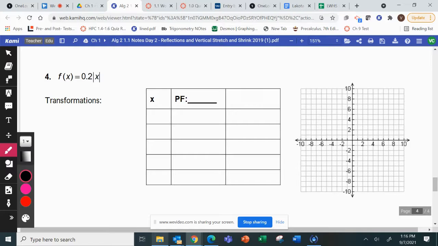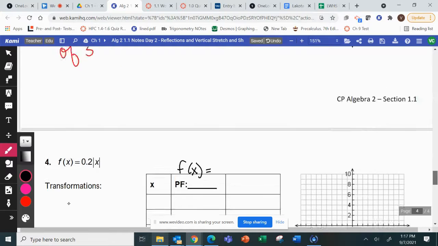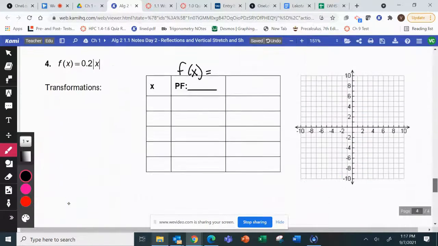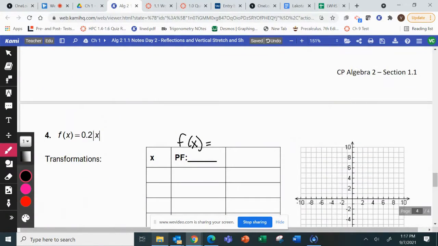Jay, what is the parent function? I've been saying it. It's just the part without the 0.2. So that's absolute value of x. Here, I'm writing it. Absolute value of x.